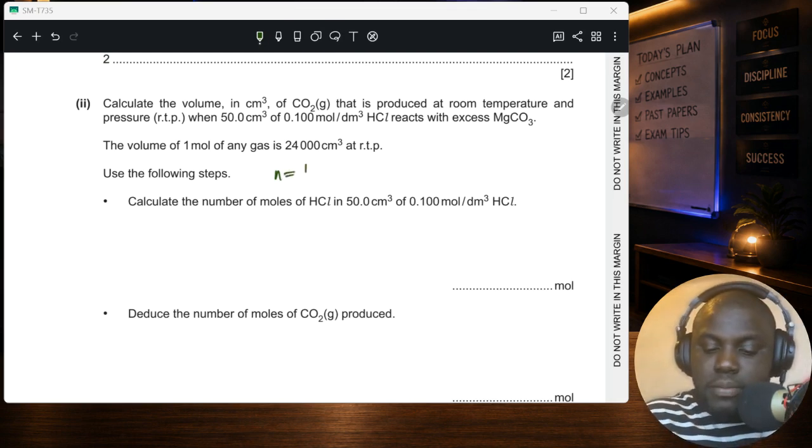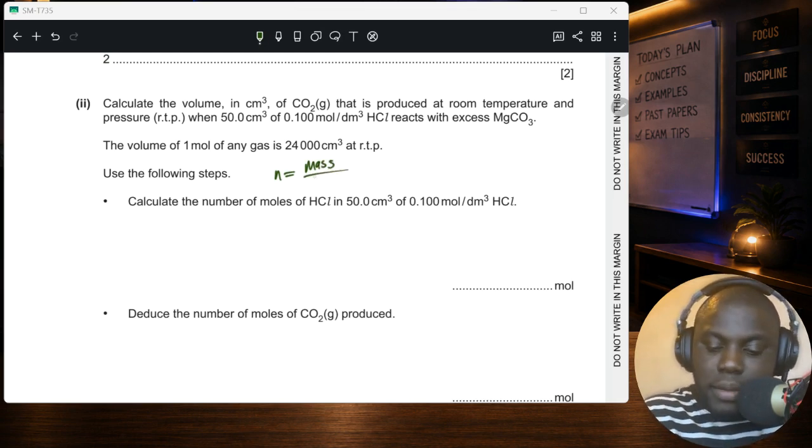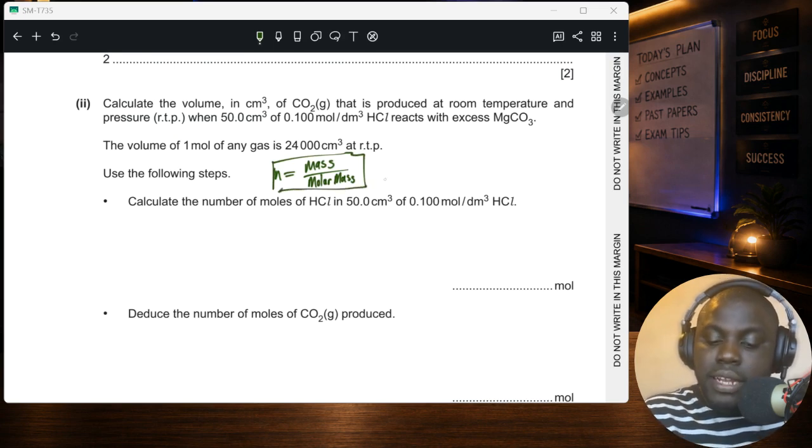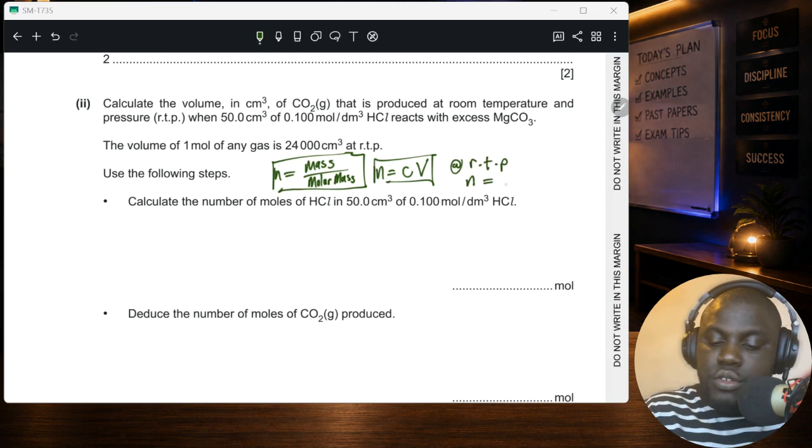Number of moles is mass over molar mass. So it could be Ar, it could be Mr. So you can just say mass over molar mass, and you put Ar or Mr depending on what the question is asking you. Number of moles is concentration times volume. Number of moles at RTP is equal to the volume that you have gotten, but make sure it is in dm cubed, divided by 24 dm cubed.